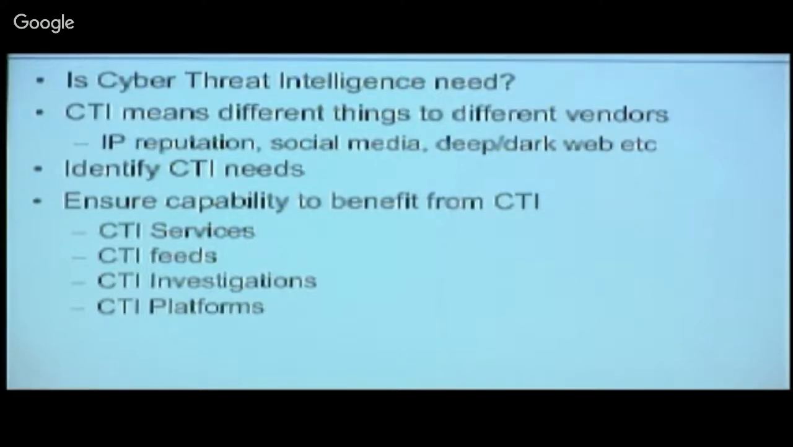But you need to do your homework. There are a lot of cyber threat intelligence services and products, and what I was trying to do today is to give you an overview of what cyber threat intelligence can do for your organization. So beyond just IP reputation and domain names, which is very, very important, there is a lot more out there that you can benefit from. And that's the end.